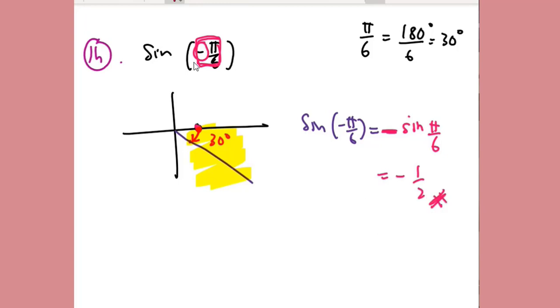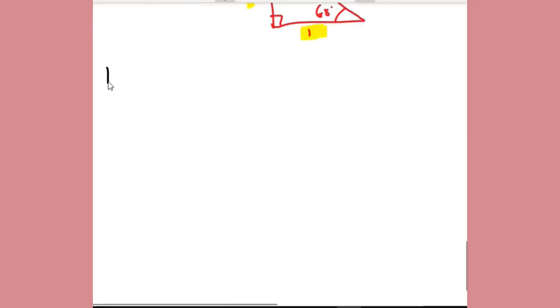Okay, first I give the angle. And check which one, negative or positive. If positive, follow, starting here, the anti-clockwise direction. If negative, clockwise direction. And find the basic angle. Okay, and then check which quadrant the line is in. If it's in the fourth quadrant, for sine it is negative.